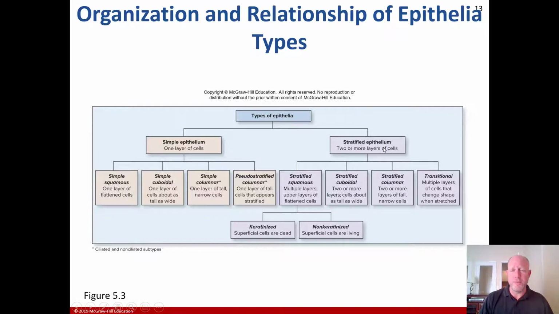Then for our stratified epithelium, they're stacked, right? Stratified, stacked, providing a greater thickness. There are multiple layers of stratified squamous with upper layers of flattened cells. Stratified cuboidal, there are two or more layers. Cells are about as tall as they're wide. Stratified columnar, again, two or more layers of tall, narrow cells. And transitional, where again we have multiple layers of cells that change shape when they're stretched. Okay? And as far as stratified squamous, we also have keratinized, where the superficial cells are dead, and non-keratinized, where the superficial cells are living.